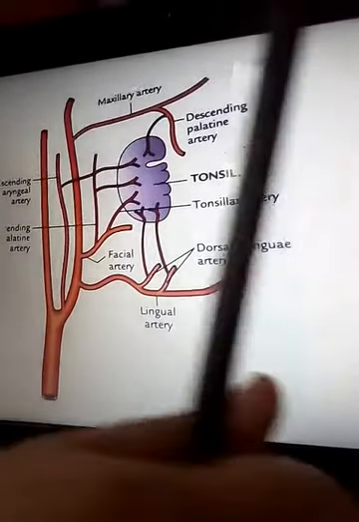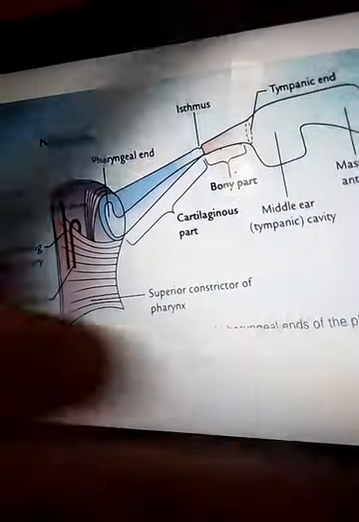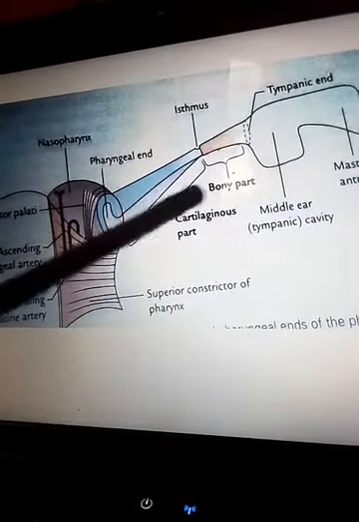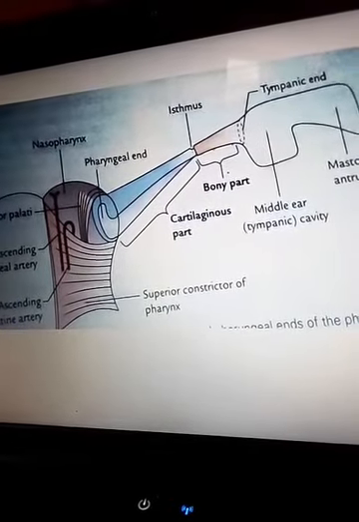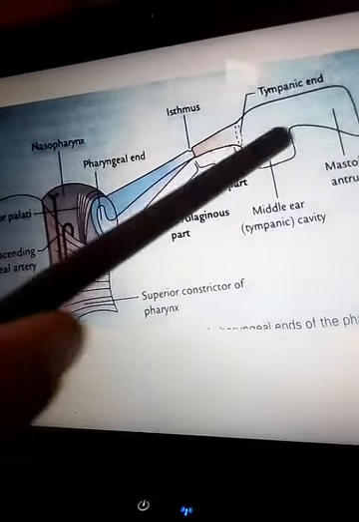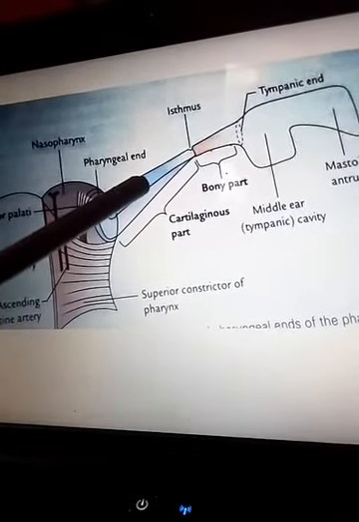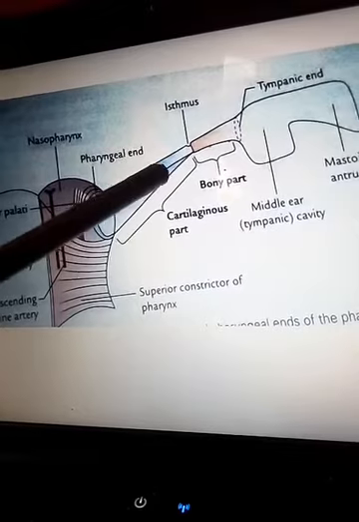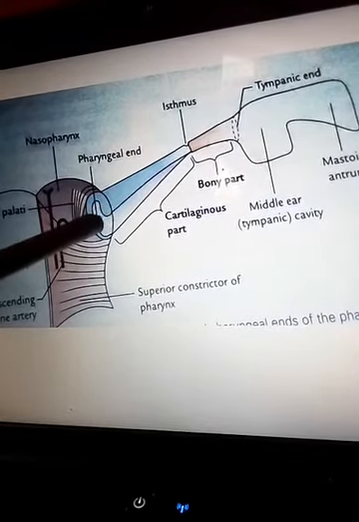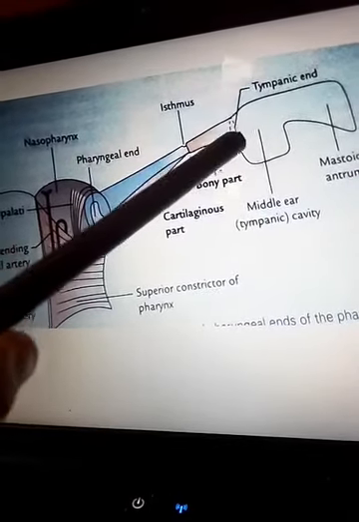Now, after the tonsil, we have an important structure, that is the pharyngotympanic tube, or eustachian tube, or the auditory tube. It is a mucus-lined osteocartilaginous channel which connects the nasopharynx with the tympanic cavity.